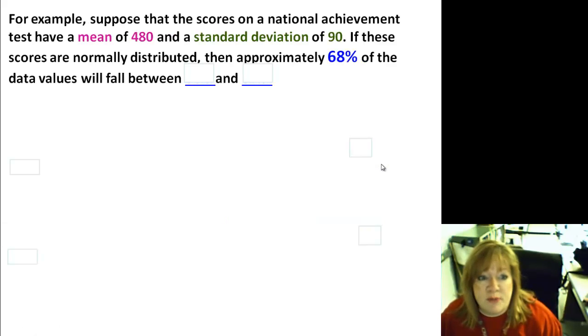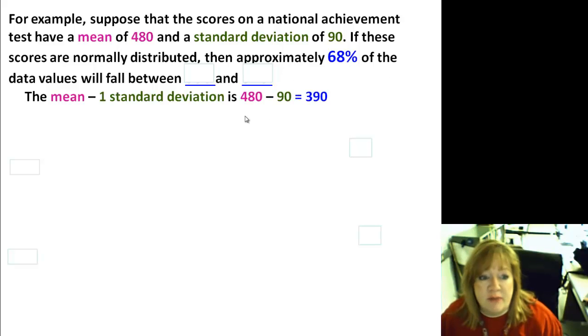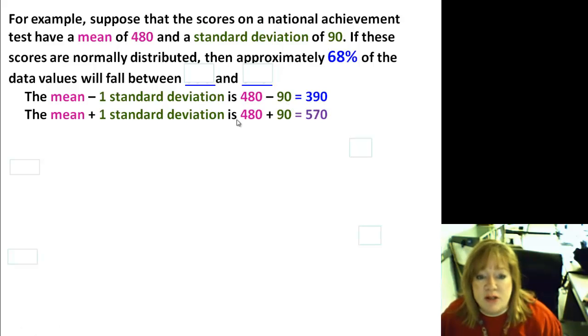All right. Suppose that the scores on a national achievement test have a mean of 480 and a standard deviation of 90. If these scores are normally distributed, then approximately 68% of the data fall between blank and blank. So this is what we're figuring out. Well, if 68%, that's 1 standard deviation to the right and to the left of the mean. So we're going to take the mean minus 1 standard deviation, which is 480 minus 90, you get 390. The mean plus 1 standard deviation, 480 plus 90, we get 570. So it's going to fall between 390 and 570.